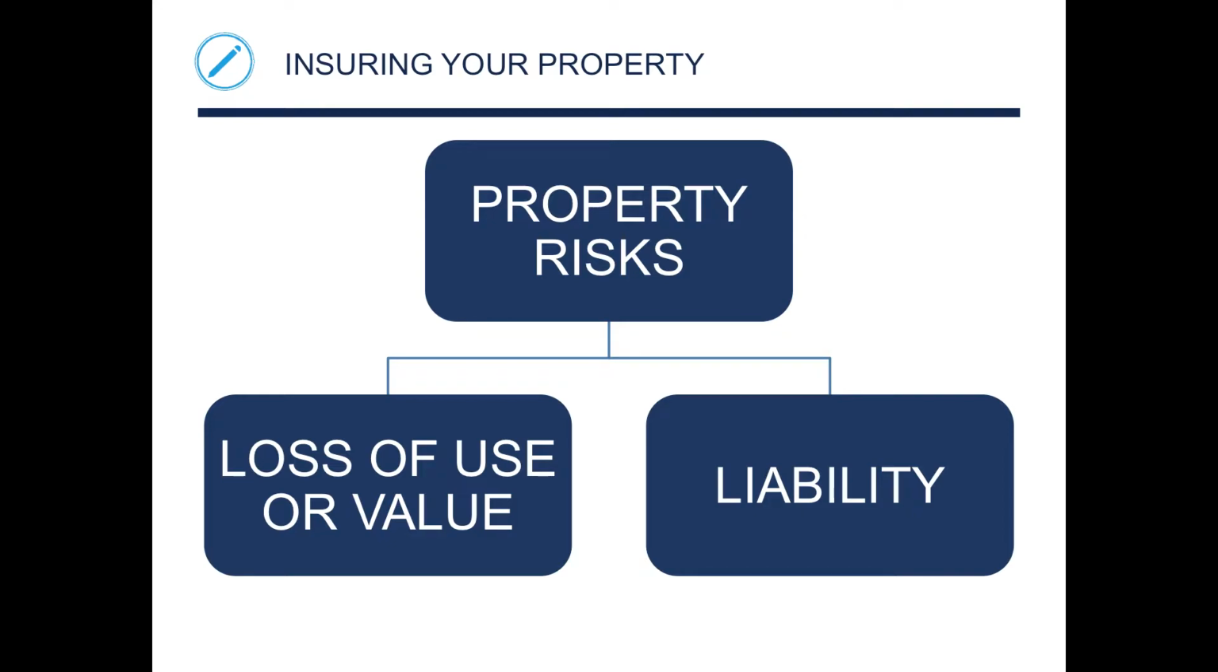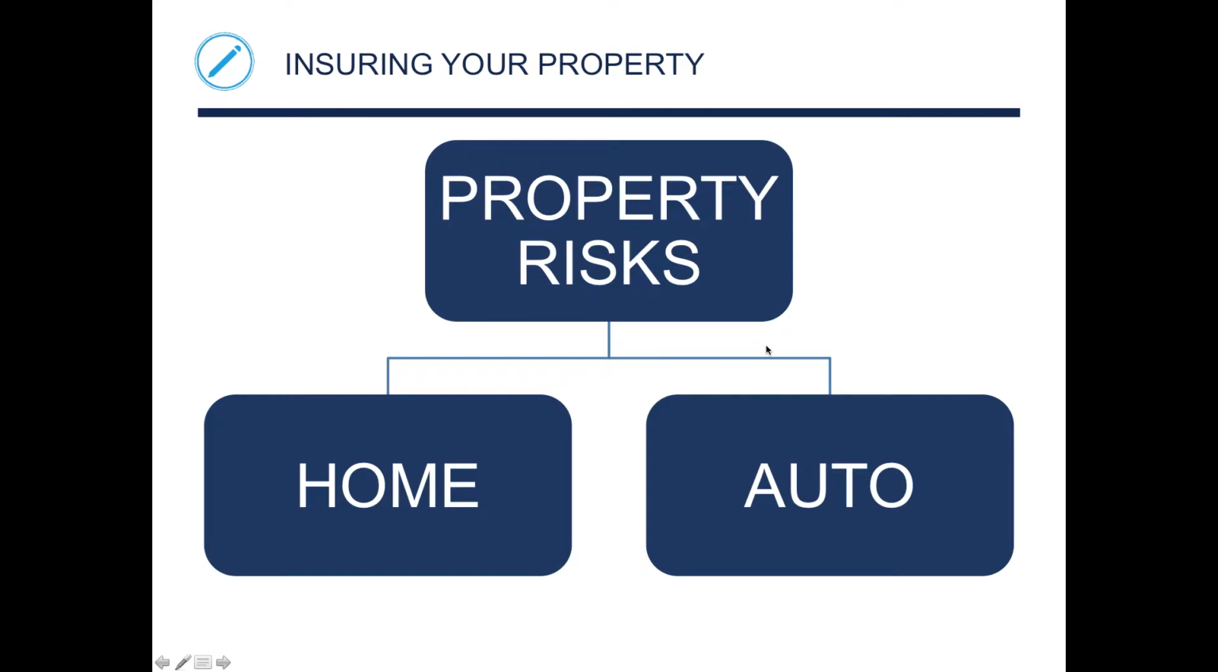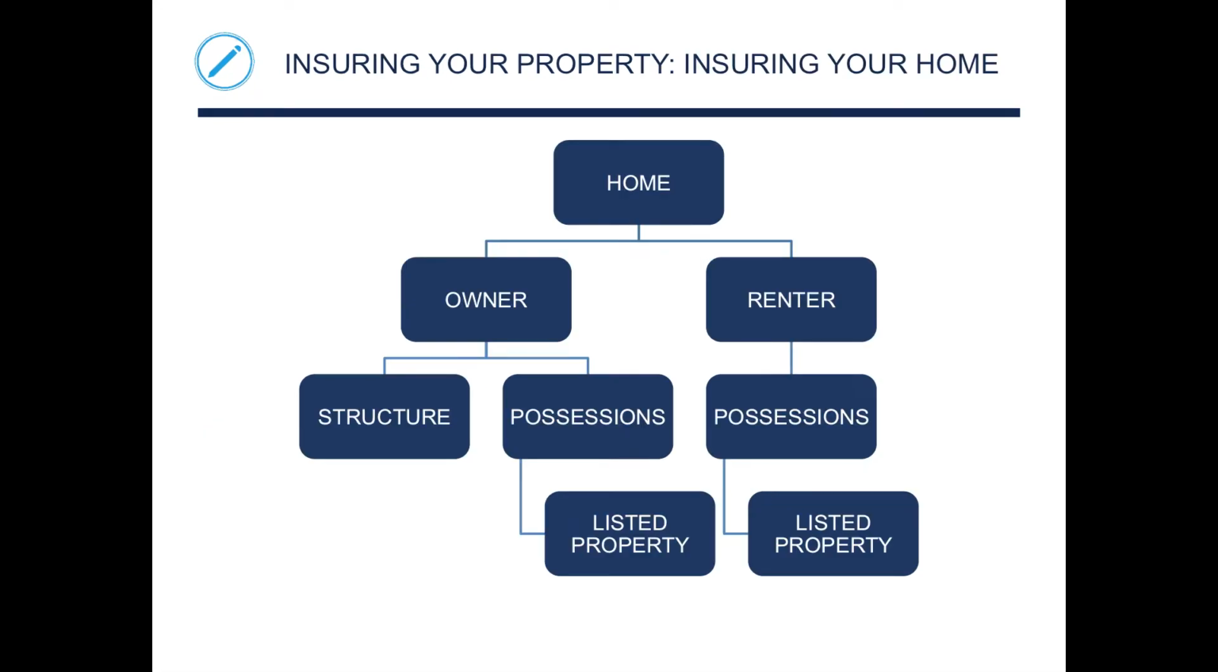So here we have property risks. The risks that you have are loss of use or value and also liability. When it comes to property risk, it further subdivides. From the loss of use or value, you have hazards, vandalism, and theft. Theft is self-explanatory. Someone comes in and robs you. Vandalism, someone does damage to the inside or outside of the house, or hazards. And then you have liability risks, which is personal injury and property damage. Property risks is specific to home and your auto.